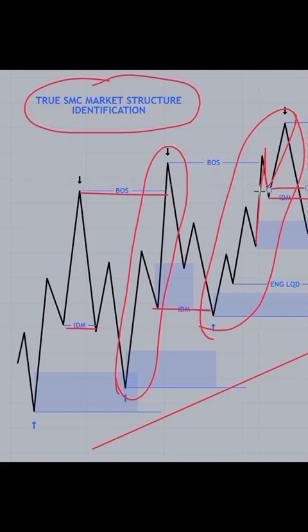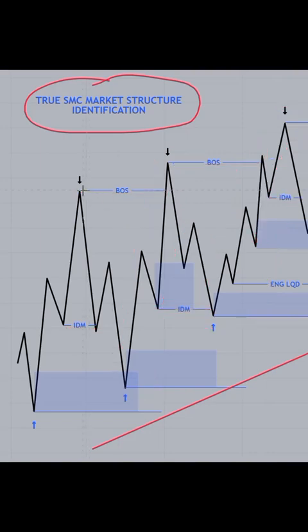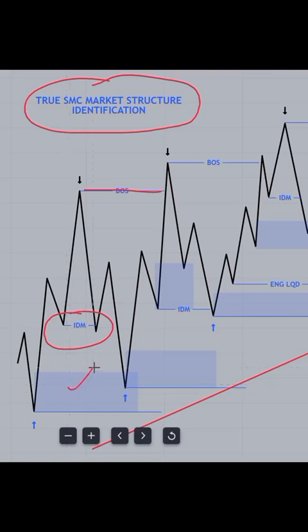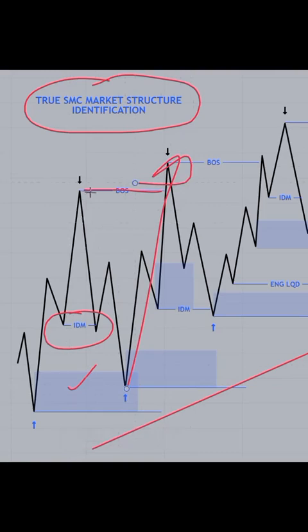So once the inducement is taken out and price breaks the structure, then we consider that break of structure as valid. And so here this was confirmed to be a break of structure, since inducement was taken out and price tapped on the extreme POI before breaking the structure, making a full deep retracement. Now after price breaks this high, it will be considered a valid break of structure.